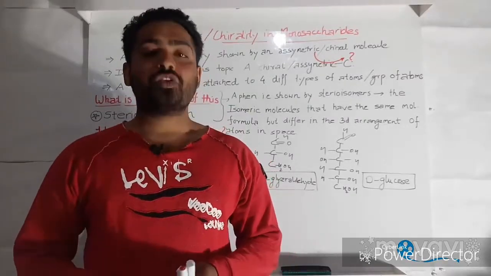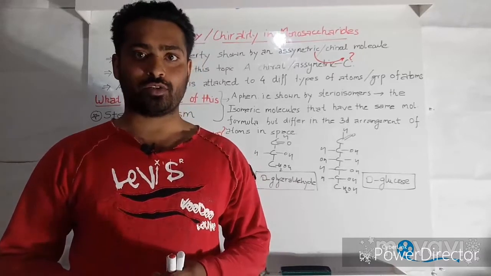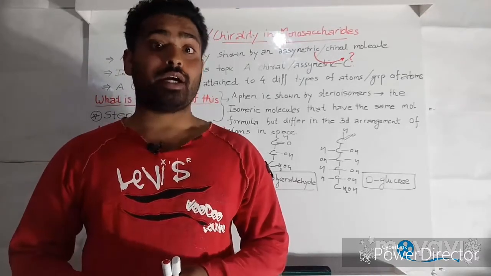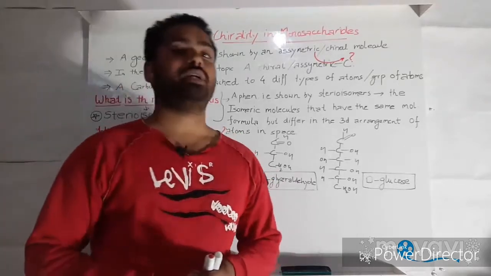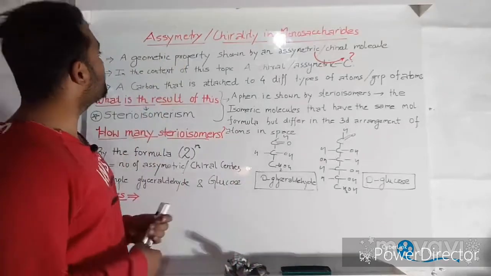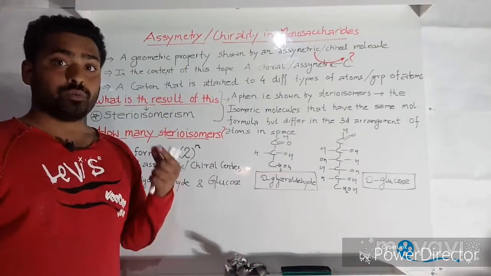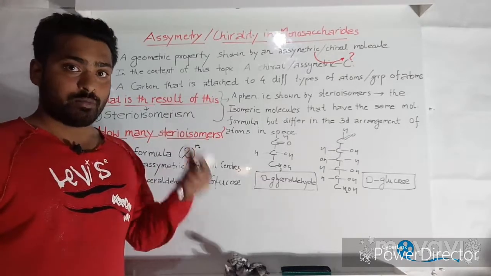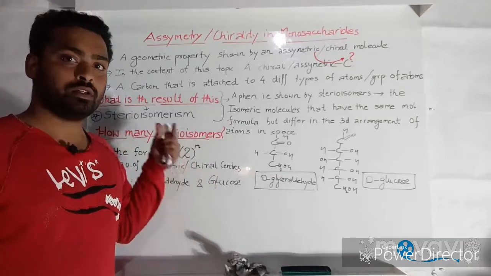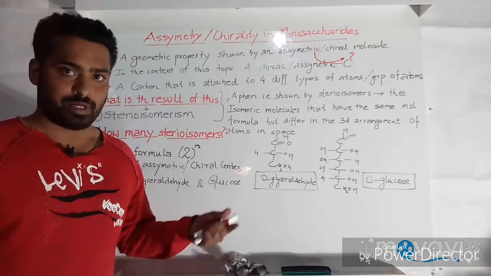Greetings friends, this video will feature a very important property of carbohydrates or monosaccharides, that is asymmetry or chirality. So what do we mean by chirality or asymmetry? This is a geometrical property shown by some molecules or atoms. In the context of this topic, this is of course about the carbon atom.